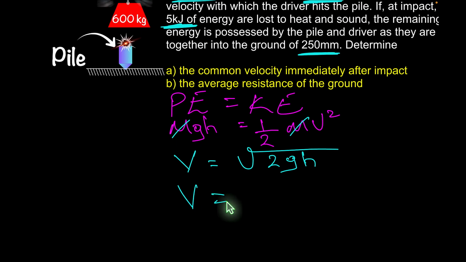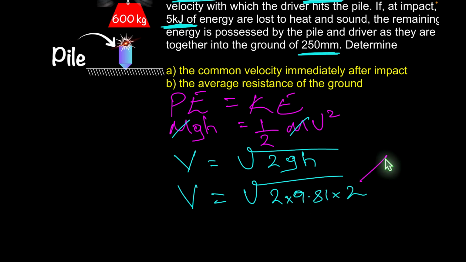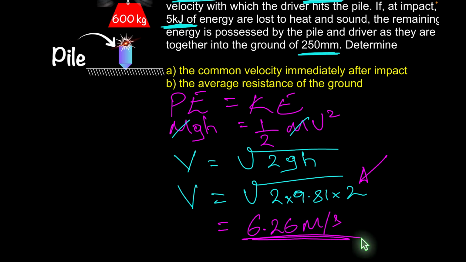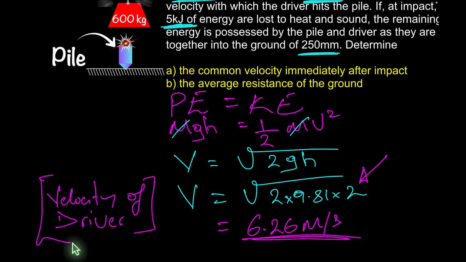So let's substitute. It's important to note that this 2 is the height that the driver is falling from. So we get a velocity here of 6.26 meters per second. So this here is representing the velocity of the driver.